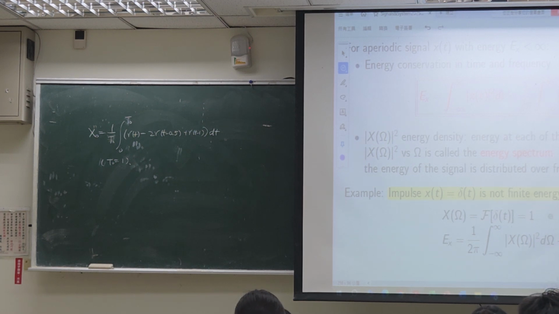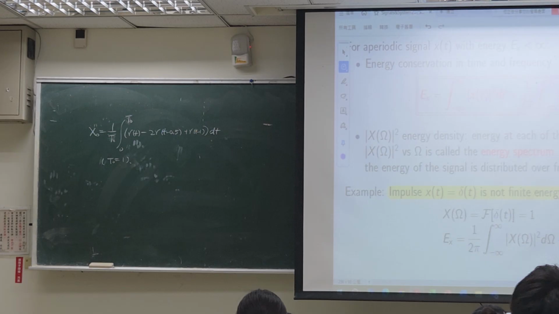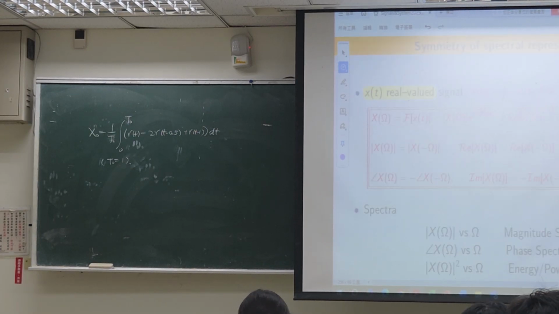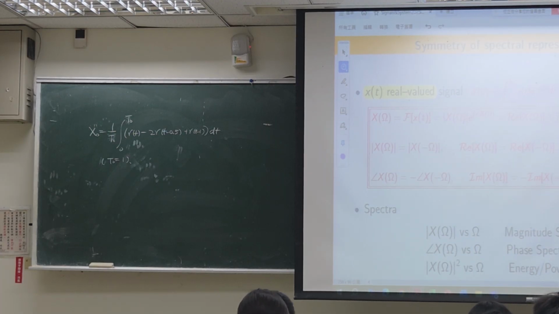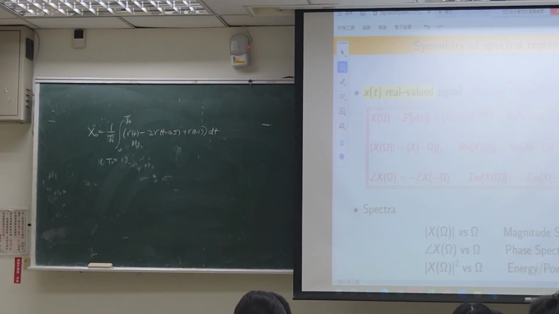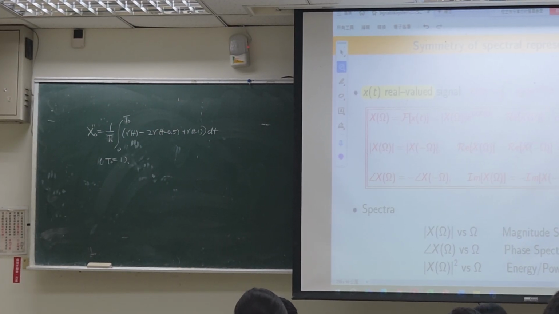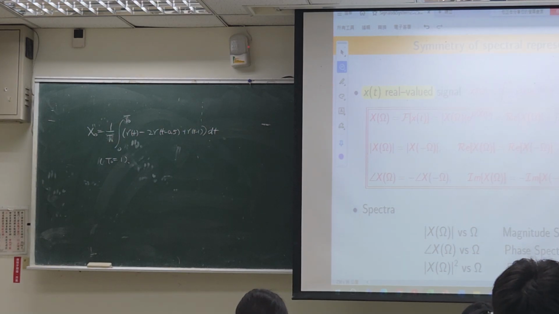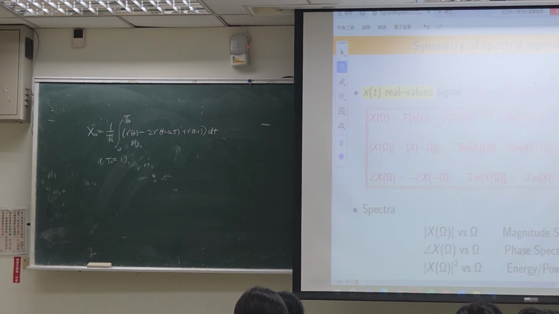Alright, so skip that for a moment. Okay, let's move to the next one: symmetry of spectral representation. In the beginning, suppose we have a function x of t, then the corresponding Fourier transform is the integral of x of t times e to the negative j omega t dt. So actually that's a projection of the function x of t onto the complex exponential function.